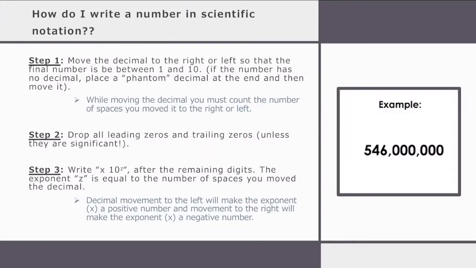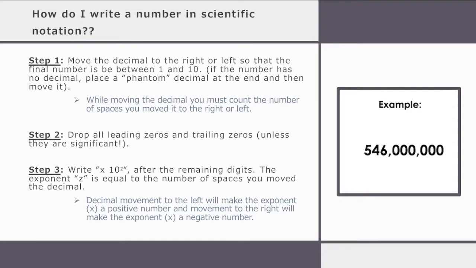All right, so what are the steps to writing a number in scientific notation? The first step is that we want to move the decimal either to the right or left so that the final number is between 1 and 10. And if that number has no decimal, like our example number over here, then we want to place a decimal at the end of that number. That's just a phantom decimal because we need something to be able to count those spaces and to be able to get a number between 1 and 10.